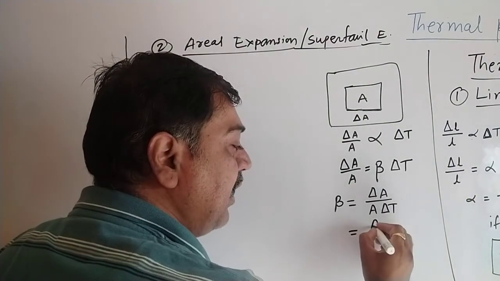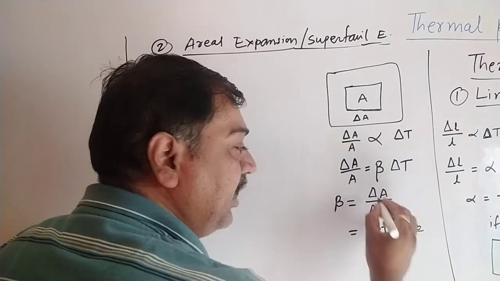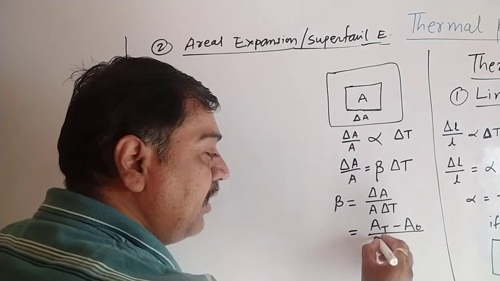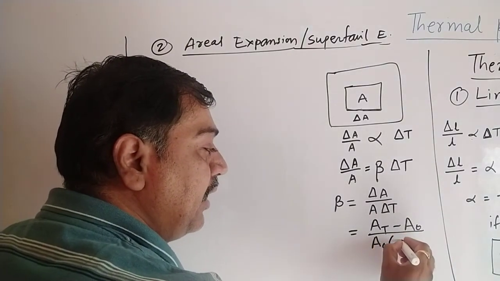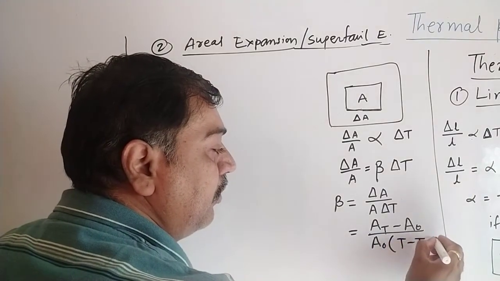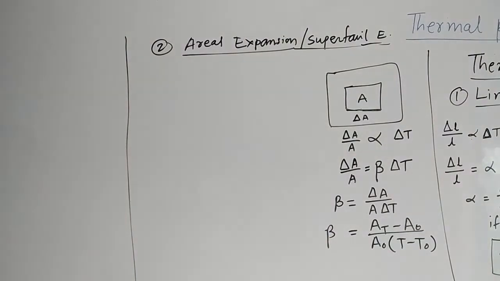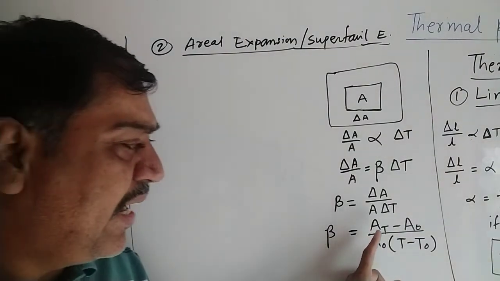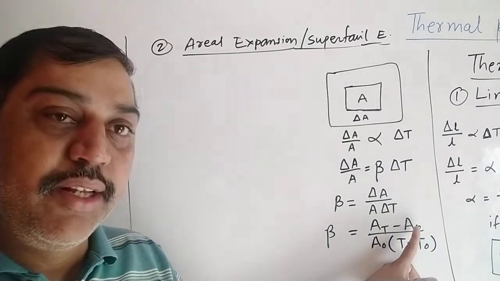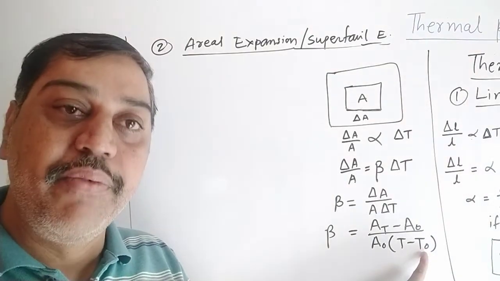A_T minus A_0, change in area, divided by original area, means A_0, and here temperature is what? T minus T_0. This is again the same value we have written for length. Now let's point to remember. A_T is the area of the metal plate at a temperature T. A_0 is the area at temperature T_0, which is 0 degrees Celsius, we assume here.